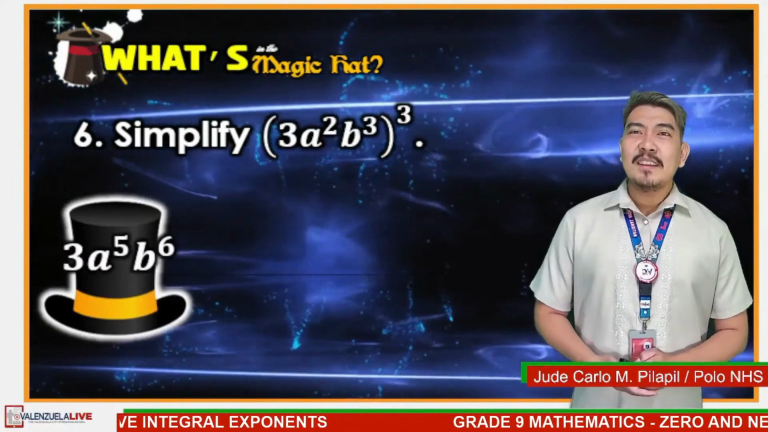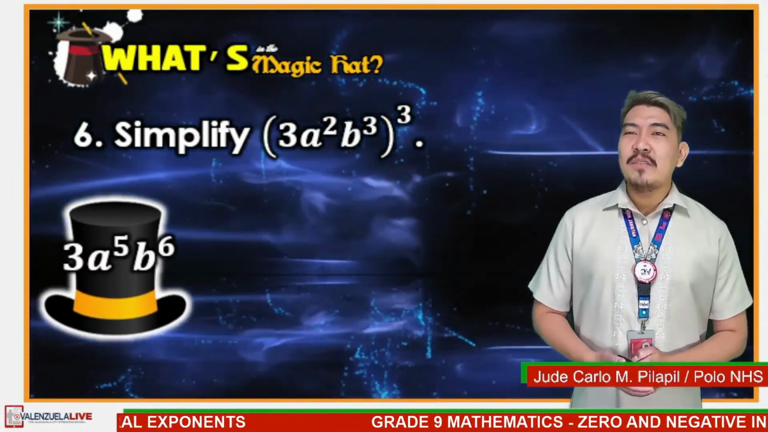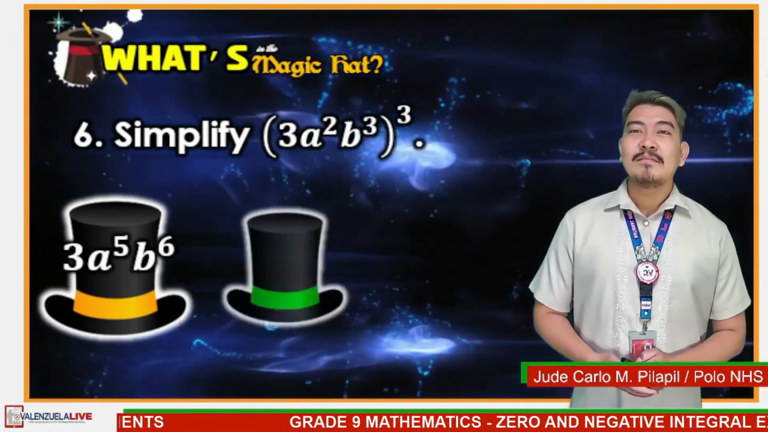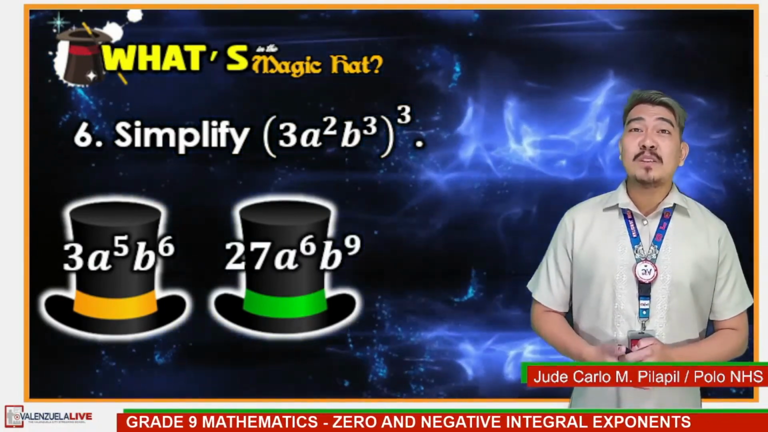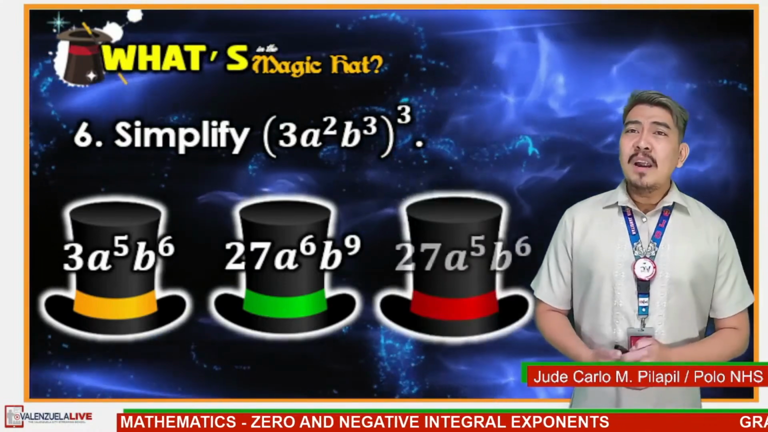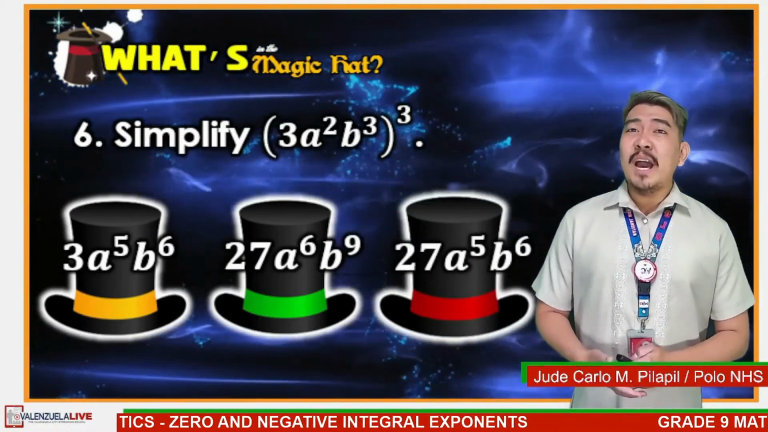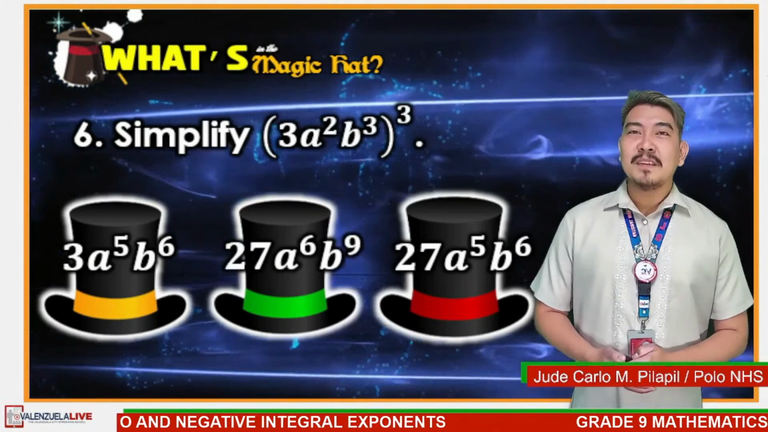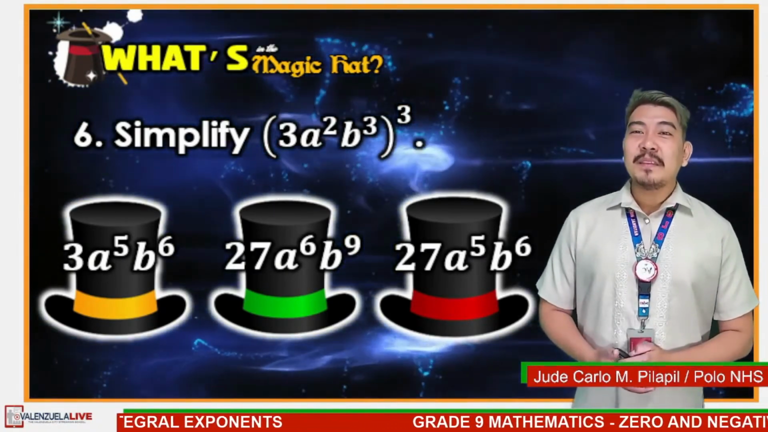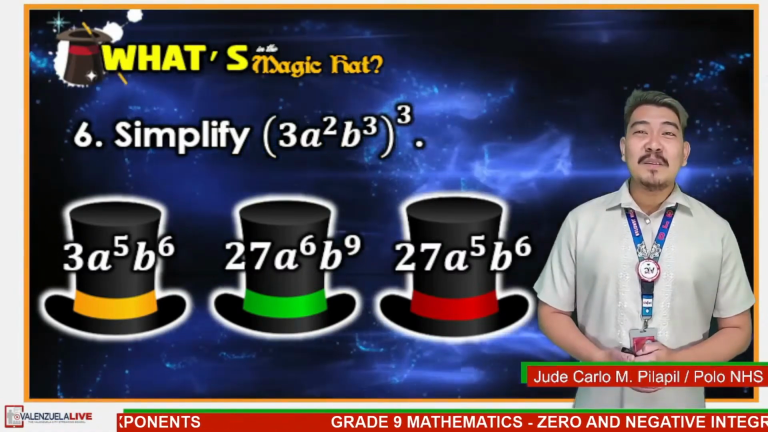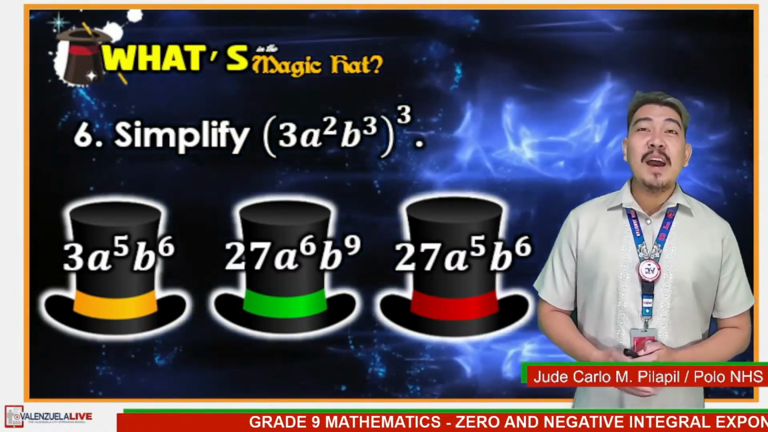Is it 3a raised to 5 b raised to 6? Or 27a raised to 6 b raised to 9? Or 27a raised to 5 b raised to 6? 3 hats, 1 is correct. What will it be? What is your answer? 10 seconds to simplify. Go.